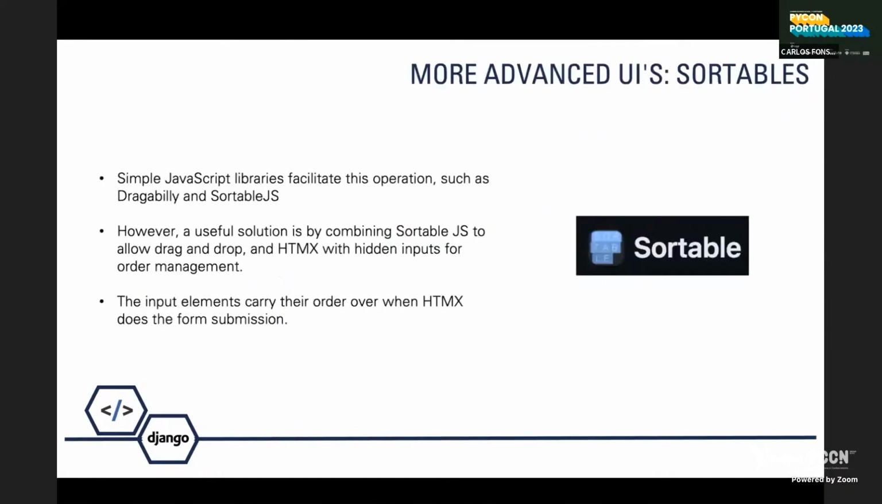So next, when we have more advanced UIs, something like sortable or reorderable objects, how can we do that? There are many JavaScript libraries. There is Draggable, Packery, Sortable.js. However, one of the best solutions for sortables, and we have been using this in various projects, is to combine Sortable.js and HTMX, together with hidden inputs inside the cards that allow for order management. So each element will carry its order when they are posted via HTMX or a very regular form submission.